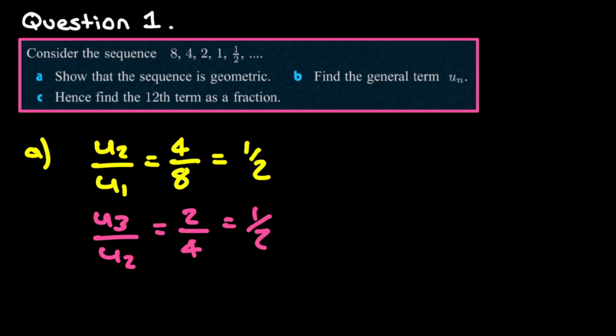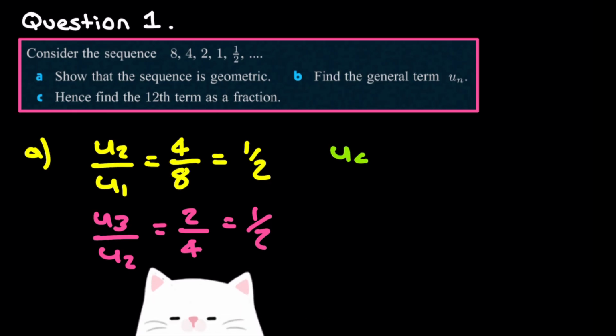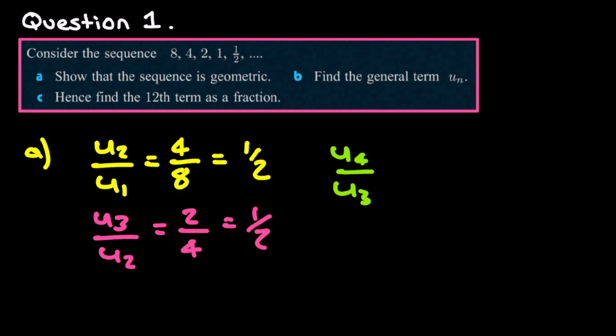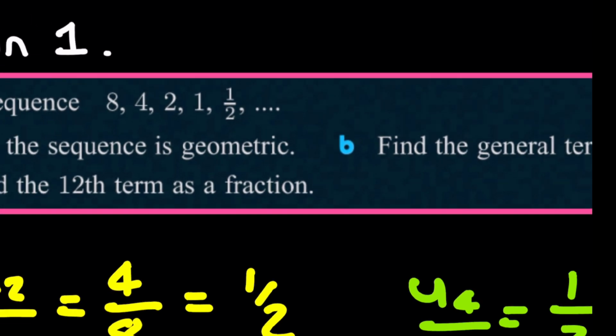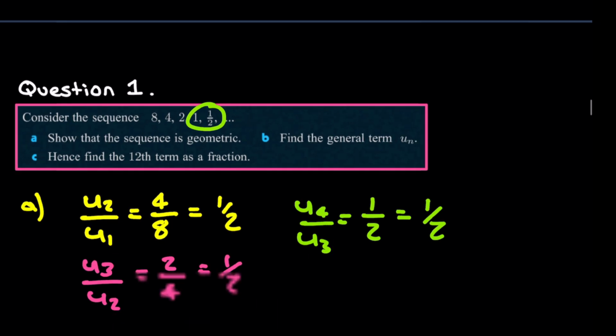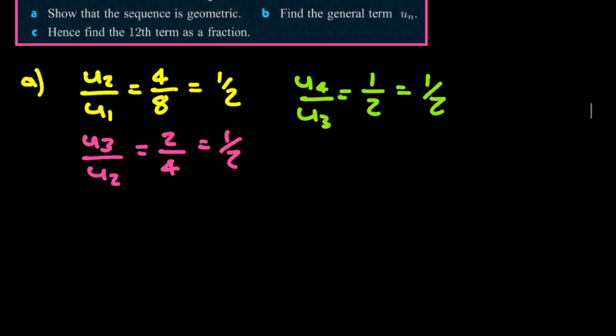And this is just going to keep repeating. So let's just try one more. We're going to say that u4 divided by u3 is going to be 1 divided by 2, which is equal to a half. And we can see even from the last one, which I won't do, it would be the same. A half divided by 1 is also a half. So that's our common ratio, a half.